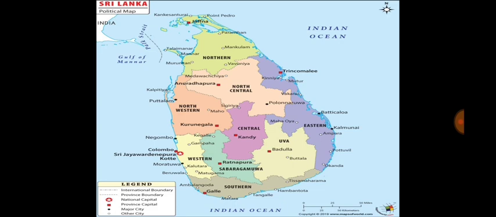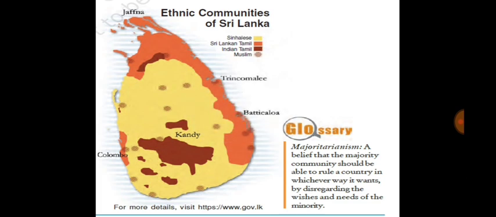You can see this is the northern part, eastern part, southern part, and western part of this country, Sri Lanka. Now see the ethnic communities of Sri Lanka. Sri Lanka has more than four communities: Sinhalese, Sri Lankan Tamil, Indian Tamil, and Muslim, and some Christians.